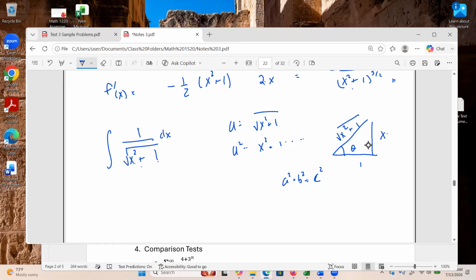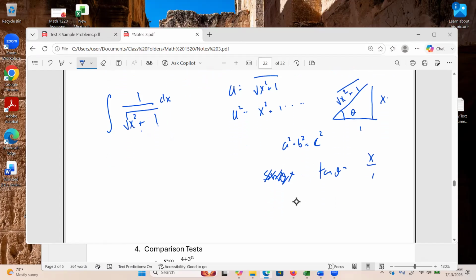So the reason why I want to set it up this way is because we can say sine of theta is equal to opposite over hypotenuse. Actually, I don't want to do opposite over hypotenuse at all because that's going to be terrible. I want to do tangent of theta is equal to opposite over adjacent. So I have x is equal to tangent of theta. Can't remember doing these. My dx is equal to the derivative of tangent, which is secant squared theta d theta.